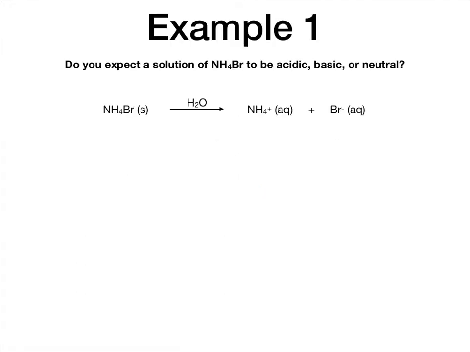Okay, so let's dive into our first example. Do you expect a solution of ammonium bromide, NH4Br, to be acidic, basic, or neutral? Our first step is to see what happens when we dissolve the salt in water. Since we are talking about ionic species, when ionic species are dissolved in water, they break up into their individual ions.